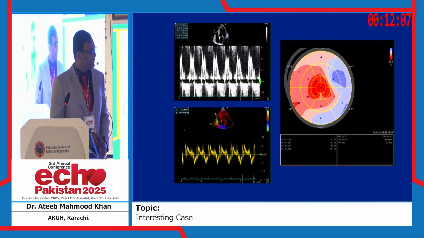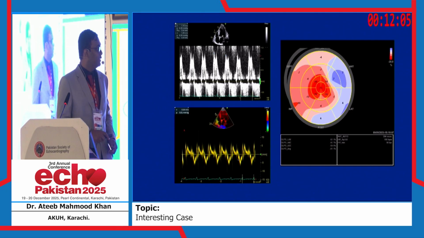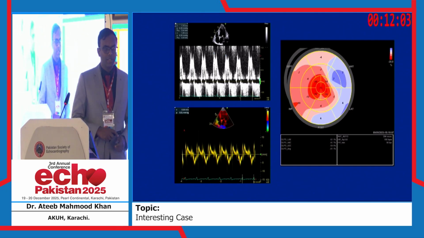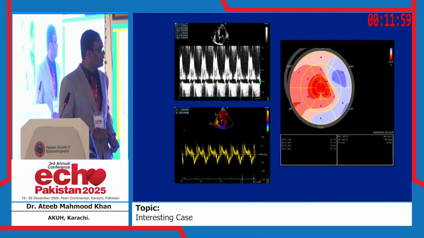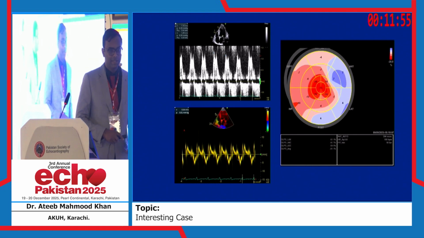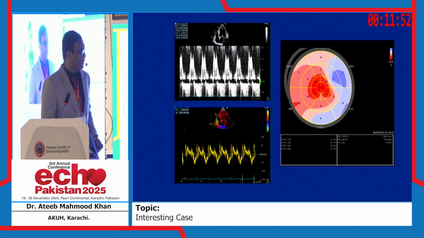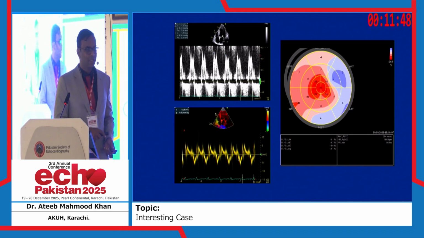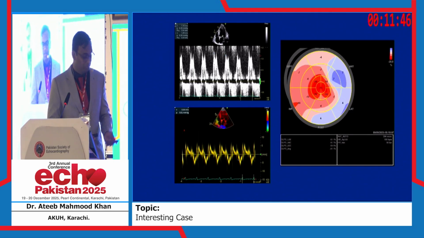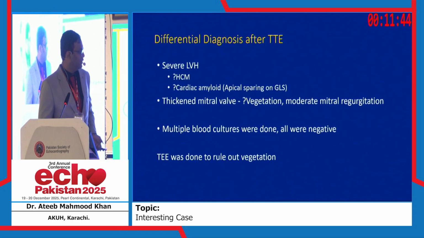Now this image is very interesting. This is the global longitudinal strain image, in which the GLS is significantly reduced at the basal and mid level with relative sparing of the apex. Apex is spared. This is very interesting. Usually the apical sparing pattern on the GLS is suggestive of amyloidosis. Then we will see what happened in this patient.